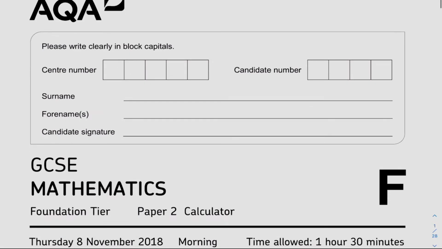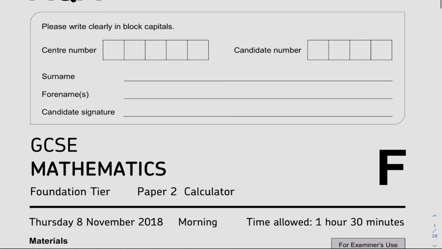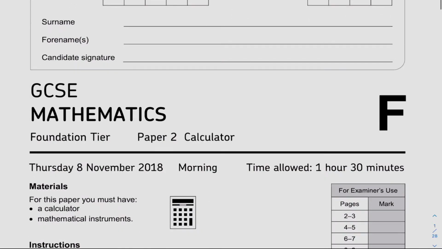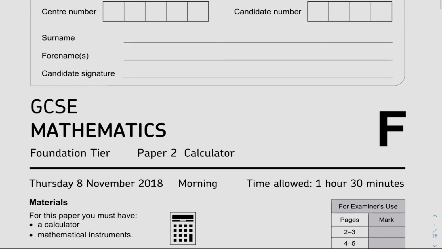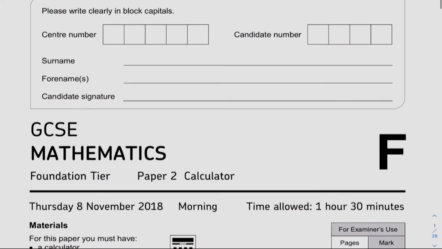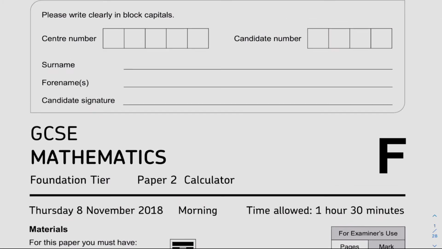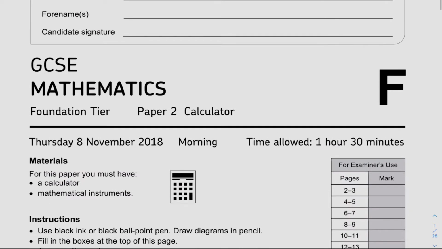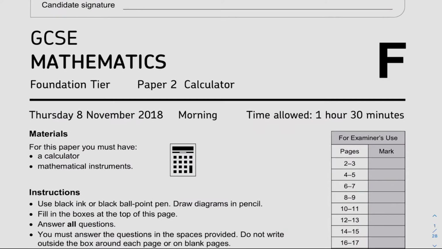I've already released the paper 1 for foundation November 2018, so that is already in a playlist on my channel, but this is paper 2, and then after this I'll do paper 3 and then move on to the higher tier and so on. So this is just a quick introduction saying this is a calculator paper, and yeah, it's GCSE Maths Foundation Tier November 2018 paper 2.